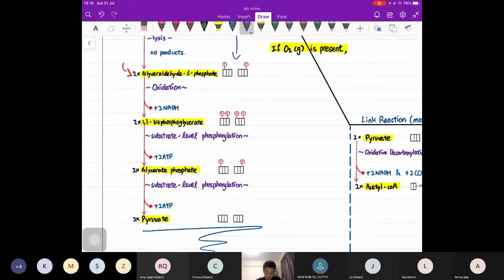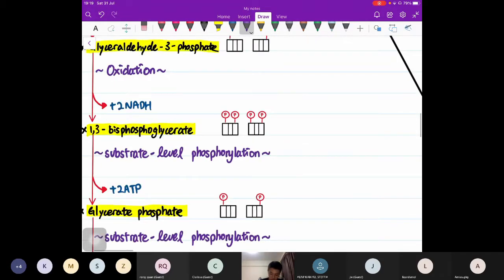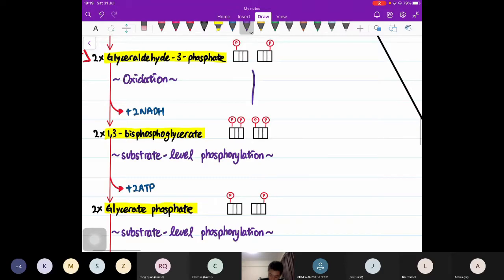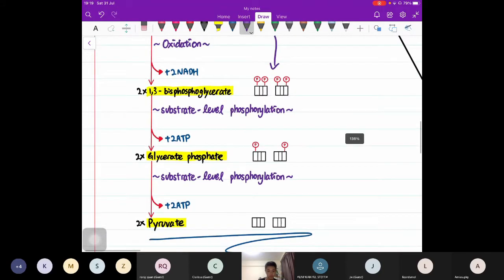Okay, and then you get your 2 times 1,3-bisphosphoglycerate. So if you see the story to the right again, you have your 3 carbon compounds, and now each of the 3 carbon compounds has 2 times phosphate groups. Okay, then after that you get your glycerate phosphate via substrate level phosphorylation, and you get 2 times ATP produced.